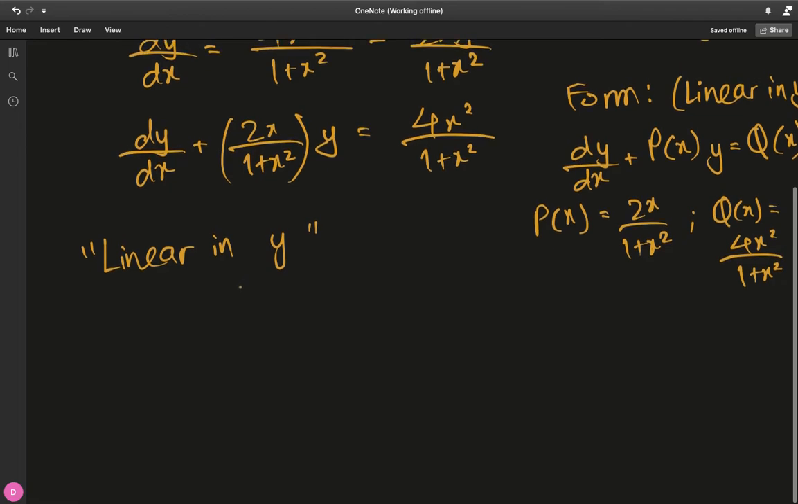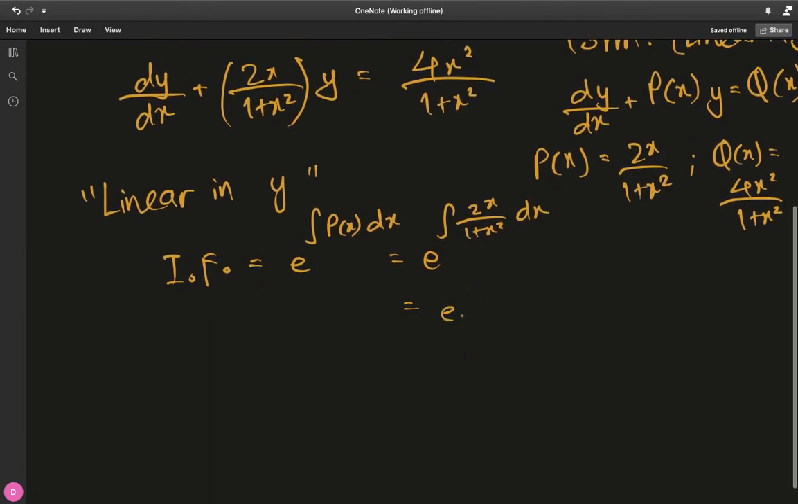And so for equations that are linear in y, we need to find an integrating factor now. That's given by e raised to the integral of p, which is a function of x, dx. But we know p of x, right? So e raised to the integral of 2x over 1 plus x squared dx.